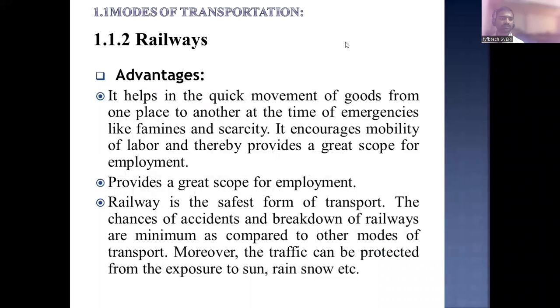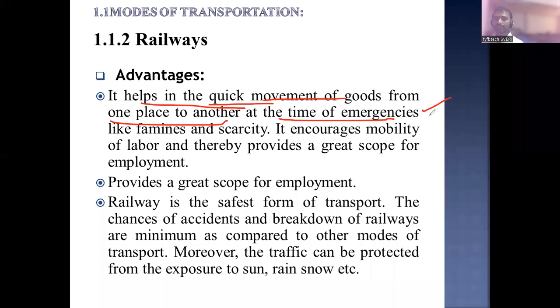Okay, next, what are the advantages? It helps in quick movement of goods from one place to another place at the time of emergency. Yes, so you have seen during Corona time, in the second wave, oxygen tanks were very essential. Because of the shortage of oxygen tanks, a lot of people were dying, correct? So that's why they imported oxygen from other countries and circulated it to all the states. So that is quick movement through the railways, quick movement of goods from one place to another place at the time of emergency.